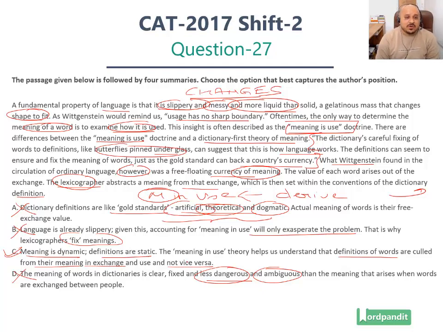How does a lexicographer abstract the meaning of a word? He abstracts the meaning in exchange and use, and from there the definition comes in a dictionary, right? That is what happens. Hence option number C is the correct answer. This is how we arrive at the answer in this particular question.